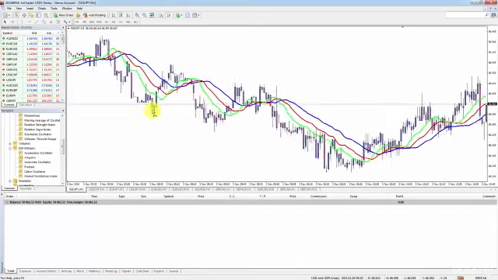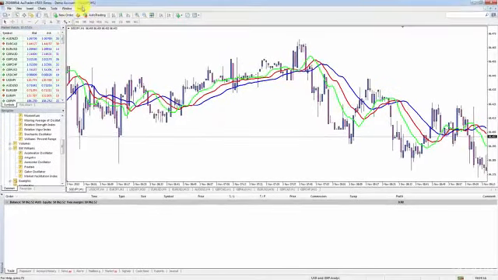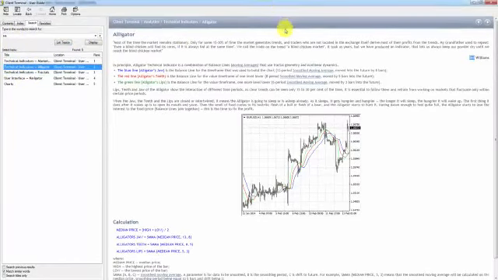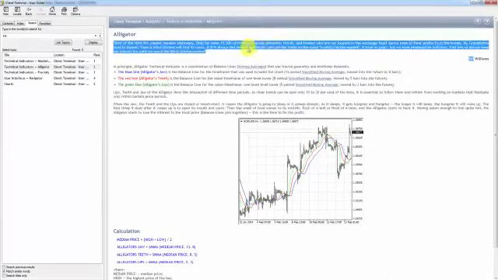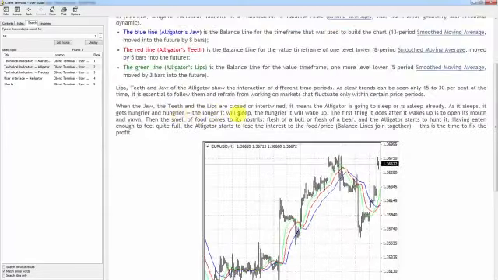In order to explain it in a bit more detail, I'll bring up the help for the alligator. So F1, actually a good way to practice with the help. Just type in Bill here and pick this one, technical indicators alligator. And what you will find is there are some interesting quotes from Bill Williams here, which are worth a read. So this is what I wanted to read out to you. I might zoom in a bit so you can see better.